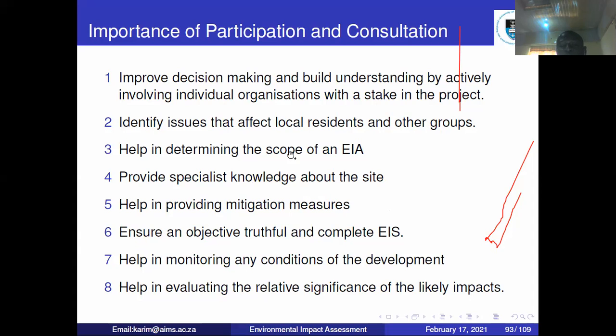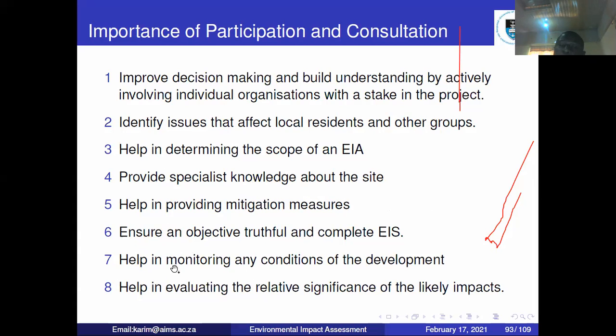And this will ensure, when you allow people to participate, an objective, truthful, and complete environmental impact statement. Once you allow them to participate, they will tell you what the reality is. And once that happens, of course, you are going to have a very nice impact statement report.